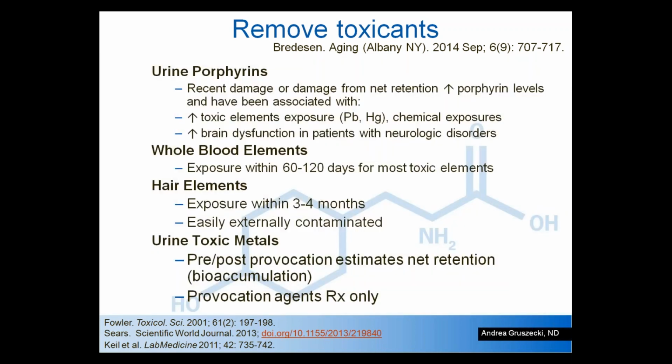Urine porphyrins may elevate due to metal or chemical exposures, but may not provide specific indications regarding the toxin causing the elevations if there are overlapping multiple exposures. Screening for exposures with hair, blood, or urine may reveal unexpected sources of exposure, but provides no information about bioaccumulation of the toxins. The assessment of bioaccumulation or net retention of these toxins allows the clinician to monitor the effects of their therapy.